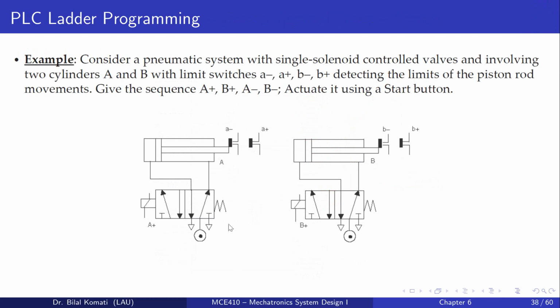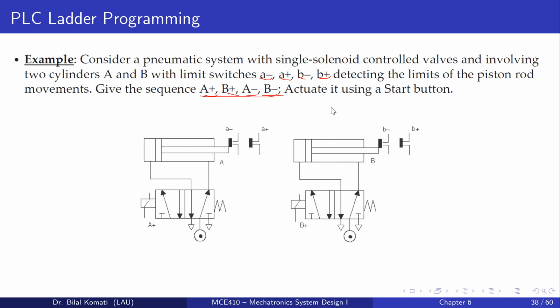This is an example similar to what we had in the quiz about pneumatic systems. We have a pneumatic system with single solenoid controlled valves and two cylinders A and B with limit switches A minus, A plus, B minus, and B plus, detecting the limits of the piston rod movements. The sequence is A plus, B plus, A minus, B minus, actuated using a start button. So we want to start A and then B, then retract A and then retract B.